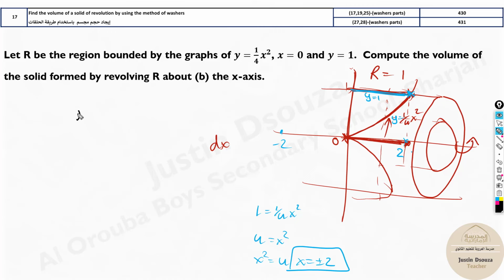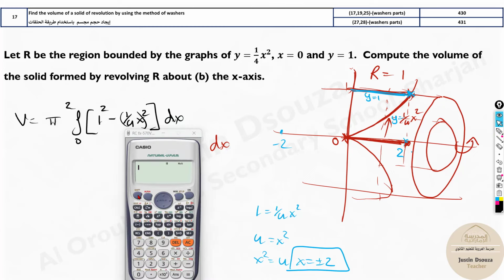So I'll just use it over here. Integral. So pi is outside, volume is equal to pi integral 0 to 2. Outer radius, it's 1 minus 1 squared, sorry, minus the inner radius. What is the inner radius? It's 1/4 x square. This is entire square, sorry, dx. Put this in the calculator and you will get the answer. Let's have the calculator with us.